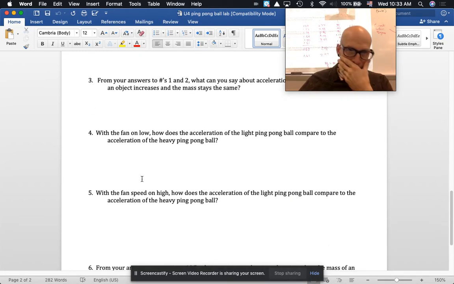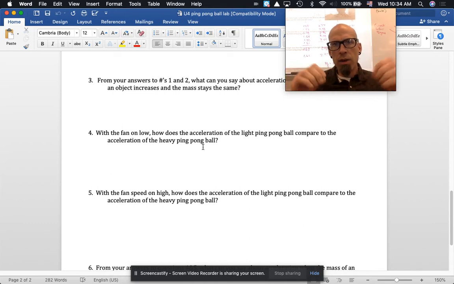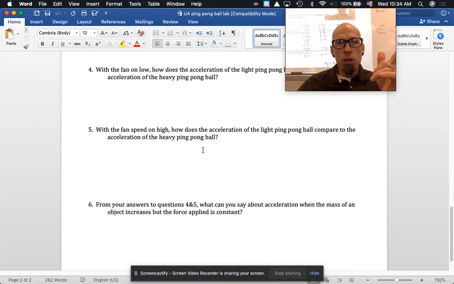And here, with the fan on low, how does the acceleration of the light ping pong ball compare to the acceleration of the heavy ping pong ball? So now, when the fan's on low, how do the accelerations of the two compare? Well, the lighter one had more, right? The heavier one had less with the same fan speed. Number 5, with the fan speed on high. So now we cranked it up to high. How does the light compare to the heavy with the fan on high?